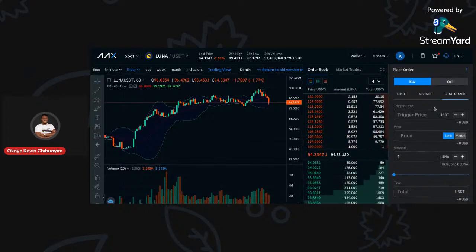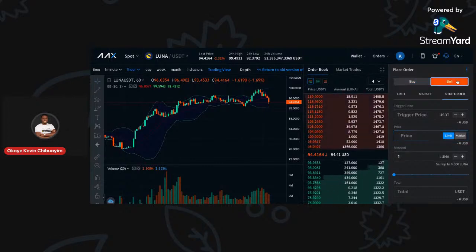Now the next thing applies to stop orders. Like I told you, we have 2 types. You can see we have stop limit, and you can also choose stop market. So stop market and then stop limit. What does stop market mean? Like I said, it is used as a stop loss. Majorly use this when you are selling, not even buying.